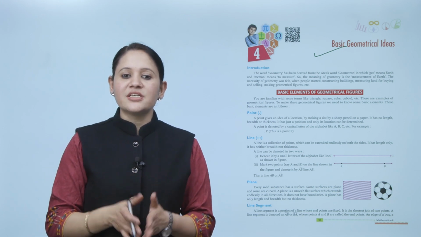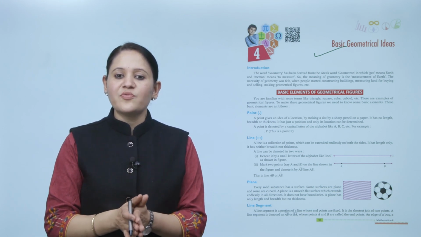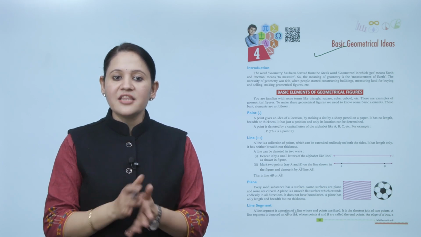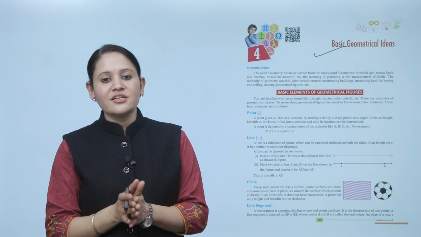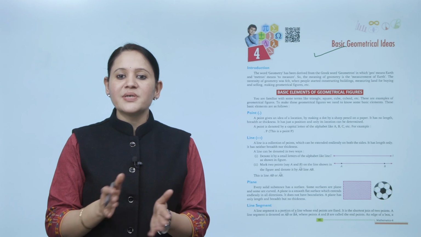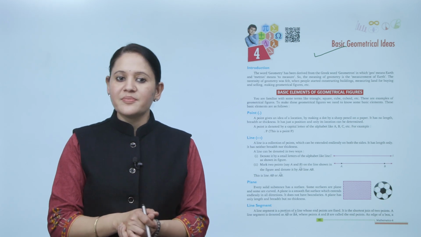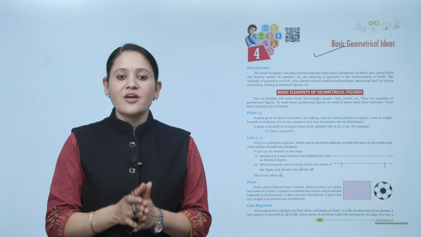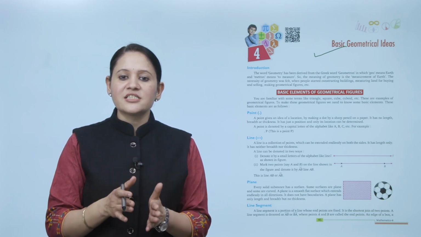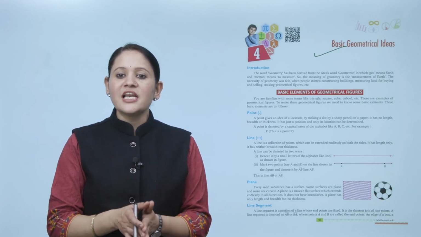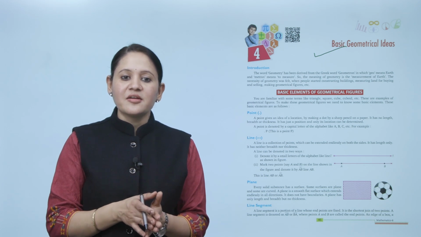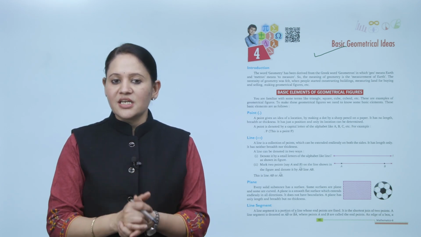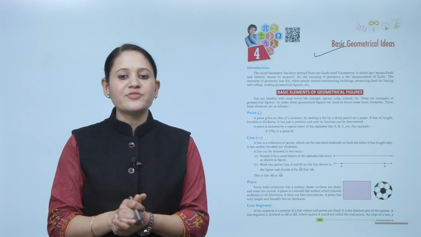Introduction. The word geometry has been derived from the Greek word geometron, in which geo means earth and metron means to measure. So geometry is the measurement of earth. The necessity of geometry was felt when people started constructing buildings, measuring land for buying and selling, making geometrical figures, etc. So there we need geometry. Next is basic elements of geometrical figures.